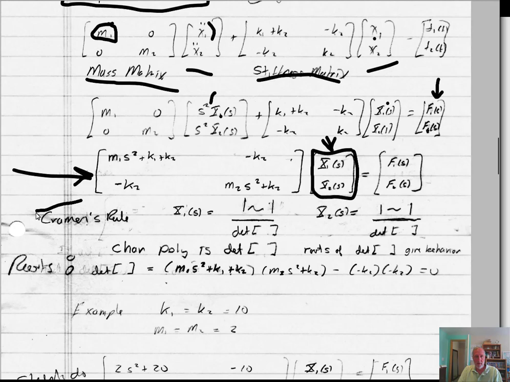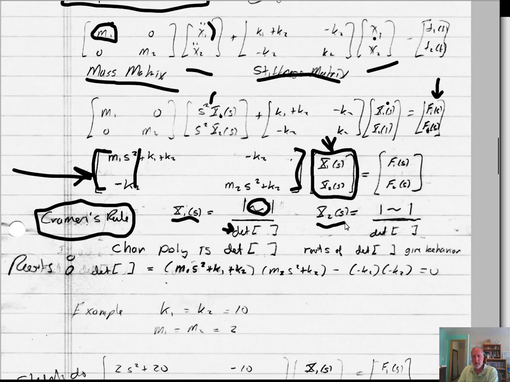Cramer's rule says that x1 is the top, the matrix, the A matrix here, or this matrix right here, with the first column replaced by the right hand side. So that goes in the top, and then the bottom is the determinant of that matrix. And then the second unknown is the determinant of this matrix with the second column replaced by the right hand side. And again, you divide by the determinant.